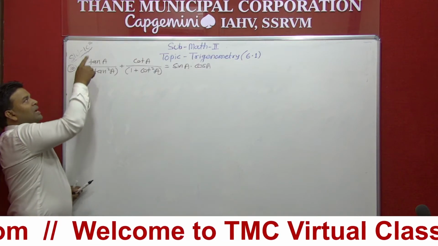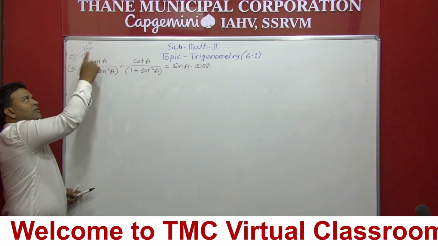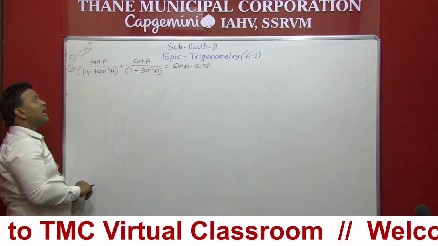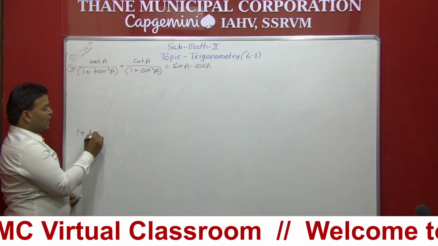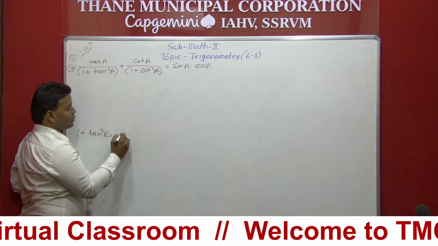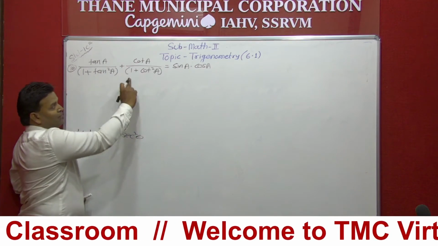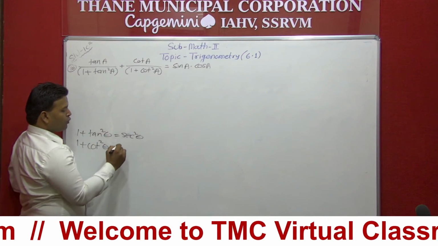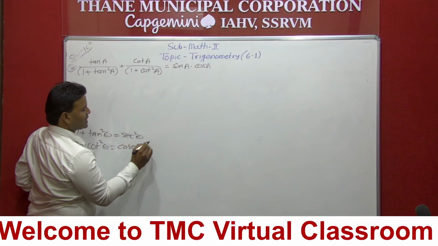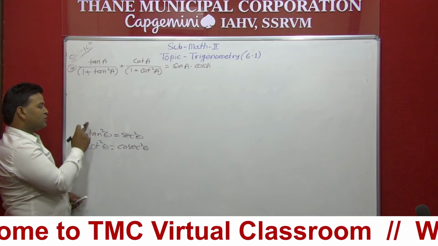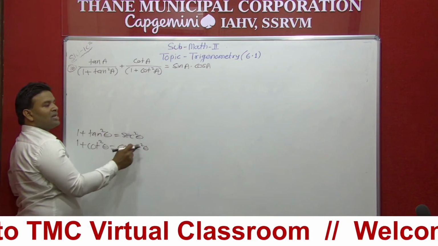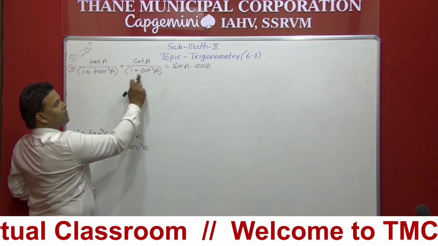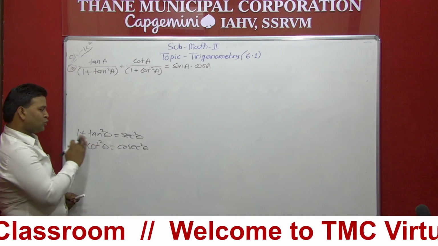Now let us see the question carefully. Here in the first part of the question, this is 1 plus tan square A, and this is the identity: 1 plus tan square theta is equal to sec square theta, and 1 plus cot square theta is equal to cosec square theta. So here both are identities. Instead of 1 plus tan square A, we will write sec square A. Instead of 1 plus cot square A, we will write cosec square A. So let us do this one first.